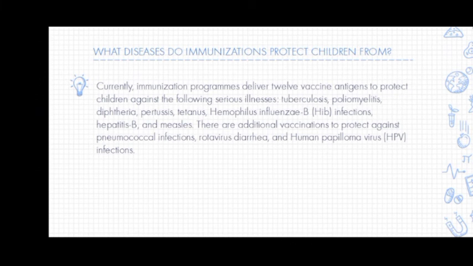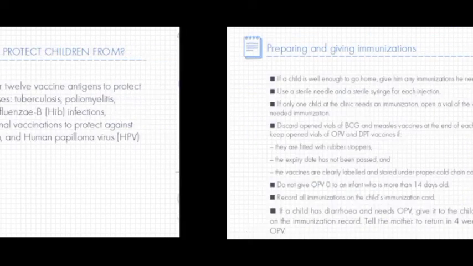What diseases does immunization protect children from? Currently, immunization programs deliver 12 vaccine antigens to protect children against the following serious illnesses: tuberculosis, poliomyelitis, diphtheria, pertussis, tetanus, Haemophilus influenzae B infections, hepatitis B, and measles. Here are the additional vaccinations to protect against pneumococcal infections, rotavirus diarrhea, and HPV infections.